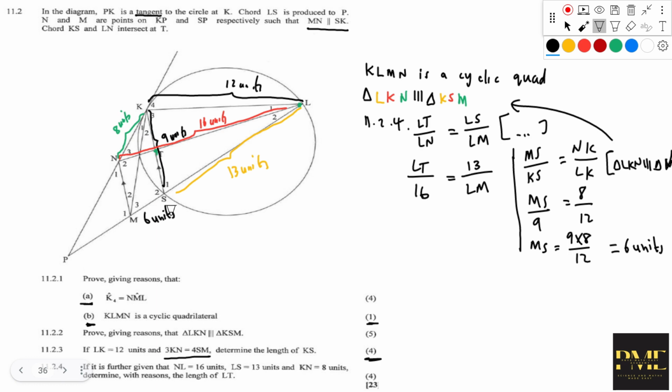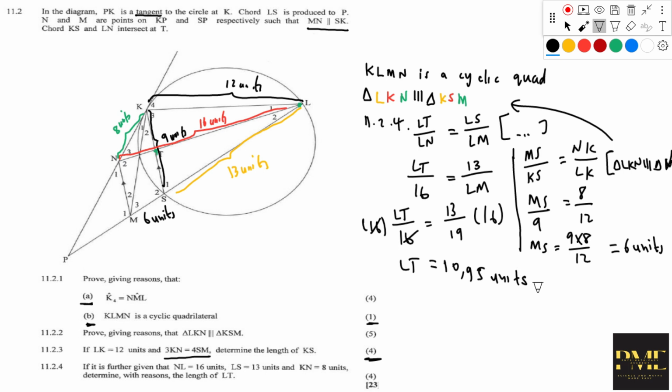So if MS is 6 units, then we know LM in total will be 13 plus 6, which will be 19 units, guys. So we can now substitute here and get our LT. Therefore LT over 16 will be equal to 13 over 19, guys. To get our LT, multiply by 16 on both sides, so 16 and 16 will cancel, and we are left with LT equal to 10,95 units, guys.